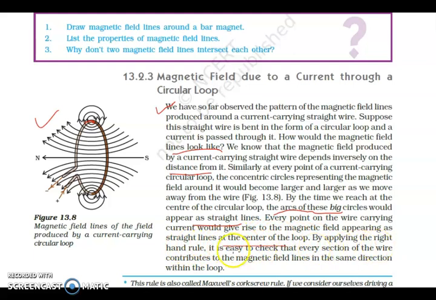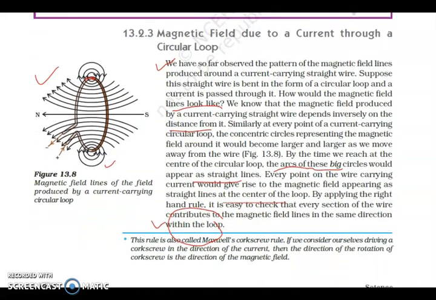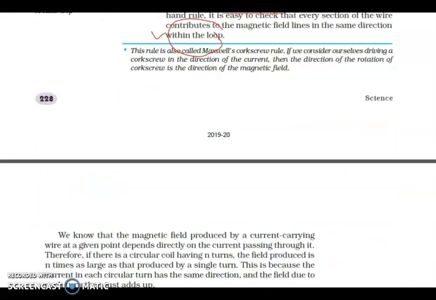So by applying the right hand rule, it is easy to check that every section of the wire contributes to the magnetic field lines with the same direction within the loop. As we can see, the direction of these loops is the same in case of the upper side and the downside as well. So we will be easily able to check that this current carrying loop contributes in the same direction of magnetic field at each and every cross section of this wire. Okay. Let's proceed to the next topic.